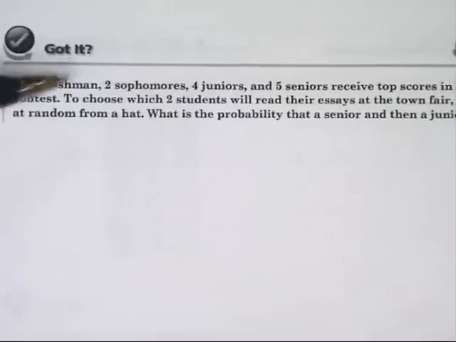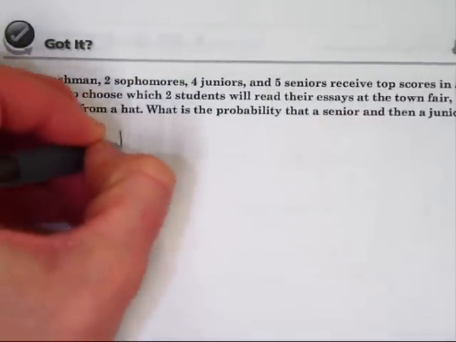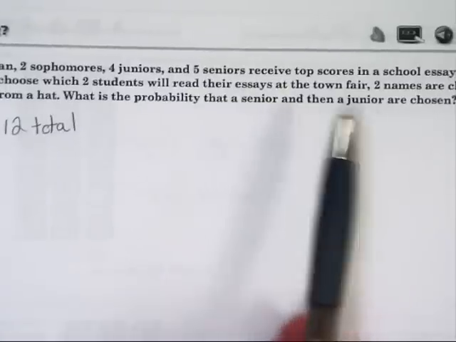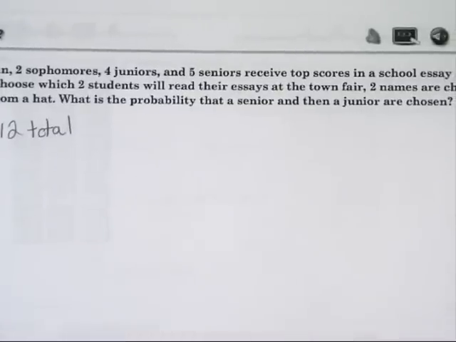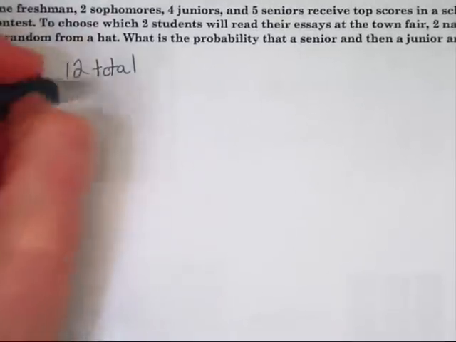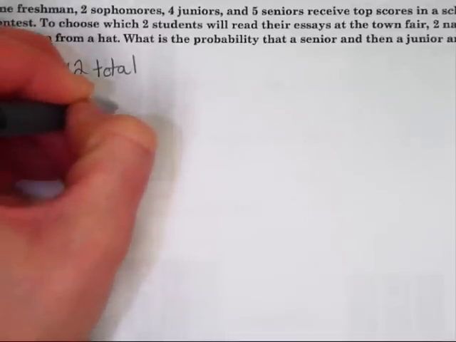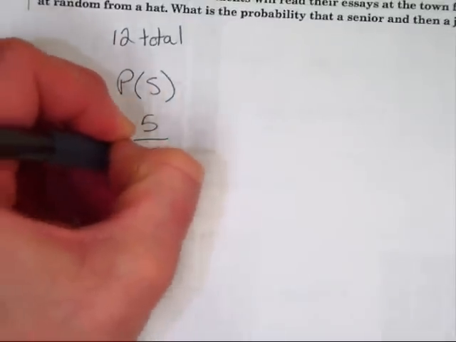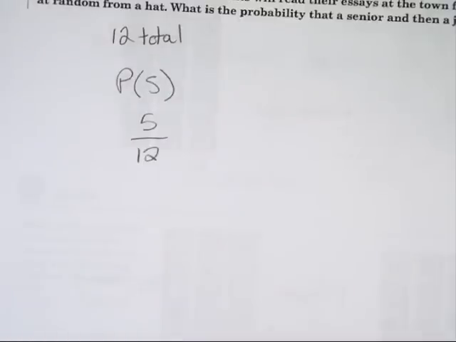It is also compound because you're looking for 2 options. Okay, you got 1 freshman, 2 sophomore, 4 juniors, and 5 seniors. So again, you have 12 total. This time, what is the probability that you get a senior and then a junior? Well, here we go. Let's try it again. So the first thing is picking a senior. The probability of getting a senior is 5 out of 12 because there's 5 out of the initial 12.